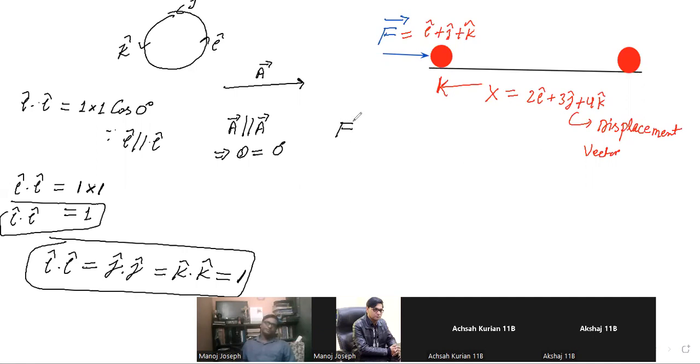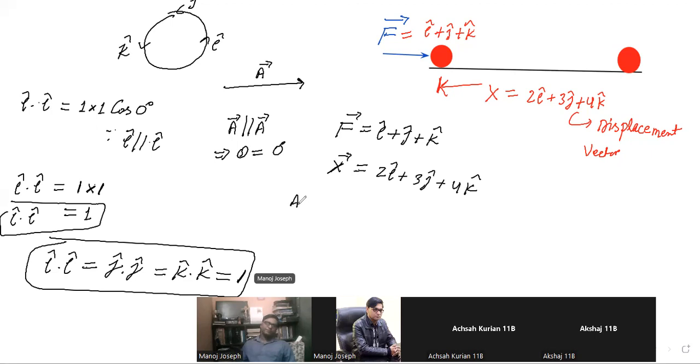So the force is I cap plus J cap plus K cap, and the displacement vector is 2 I cap, 3 J cap, and 4 K cap. We need to calculate the amount of work done.